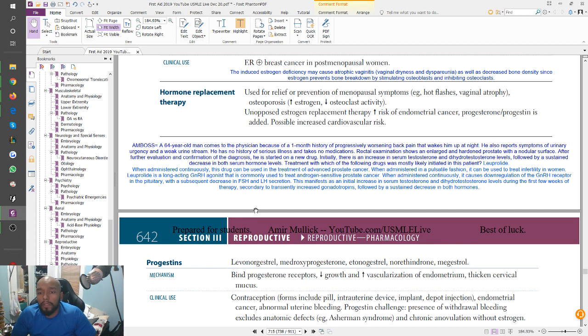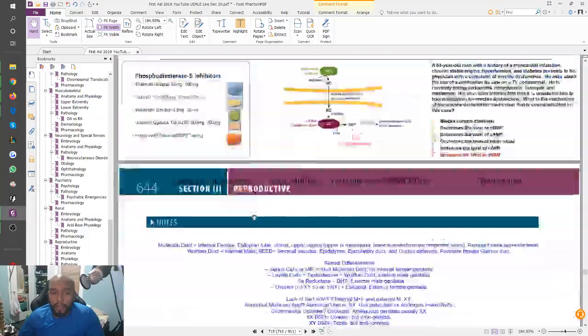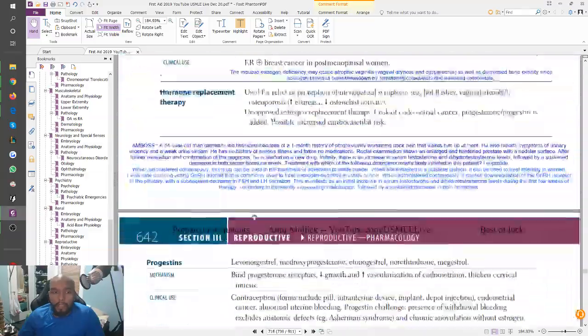When administered continuously, it causes downregulation of GnRH receptors in the pituitary, with a subsequent decrease in FSH and LH secretion. This manifests as an initial increase in serum testosterone and DHT, which you can counter by taking flutamide or finasteride, and then later on, both hormones are going to be decreased in levels. So that does get tested, the fact that it goes up and then goes down again. So you've got to be ready for that.